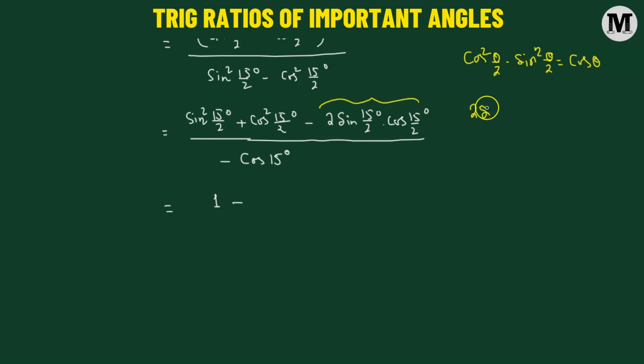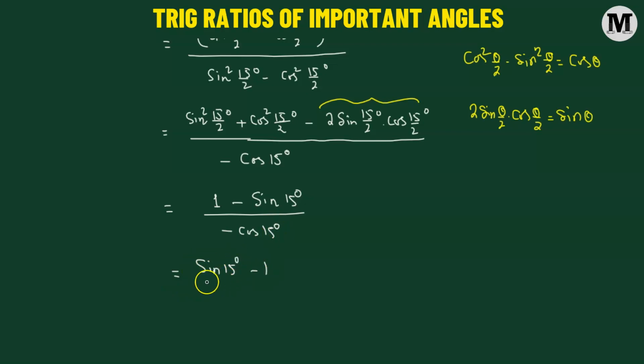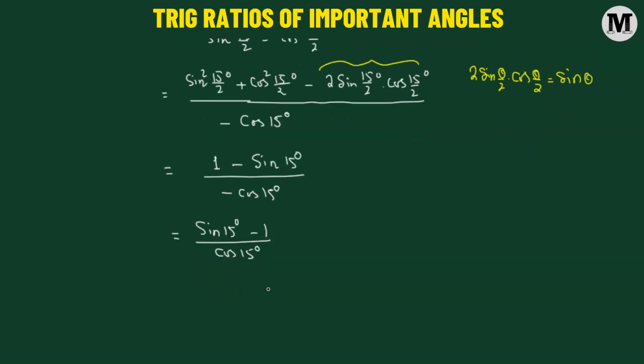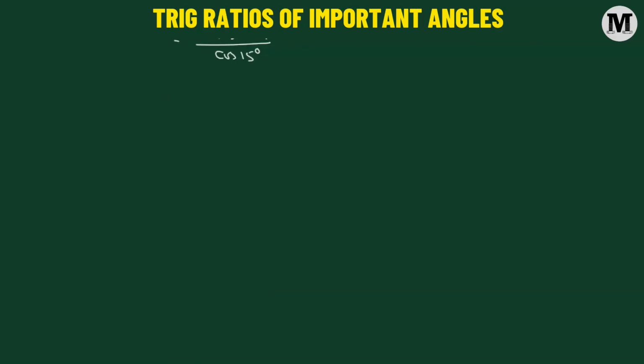We know that 2 times sine of the angle theta over 2 times cosine of the angle theta over 2 will be equal to sine of the angle theta, which means that we have sine of the angle 15 degrees divided by negative cosine 15 degrees. Let's rewrite this. So in the numerator, we have sine 15 degrees minus 1 divided by cosine 15 degrees. All we have done is multiply the numerator and the denominator by negative 1.